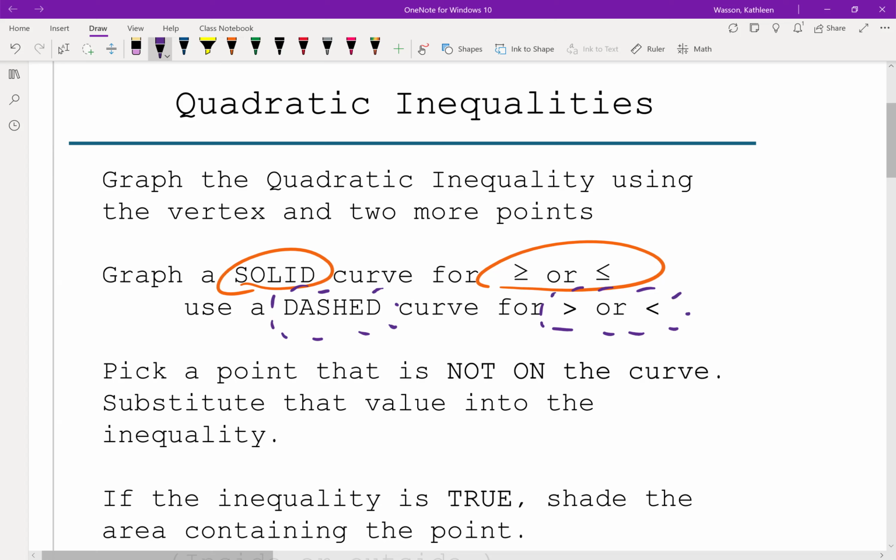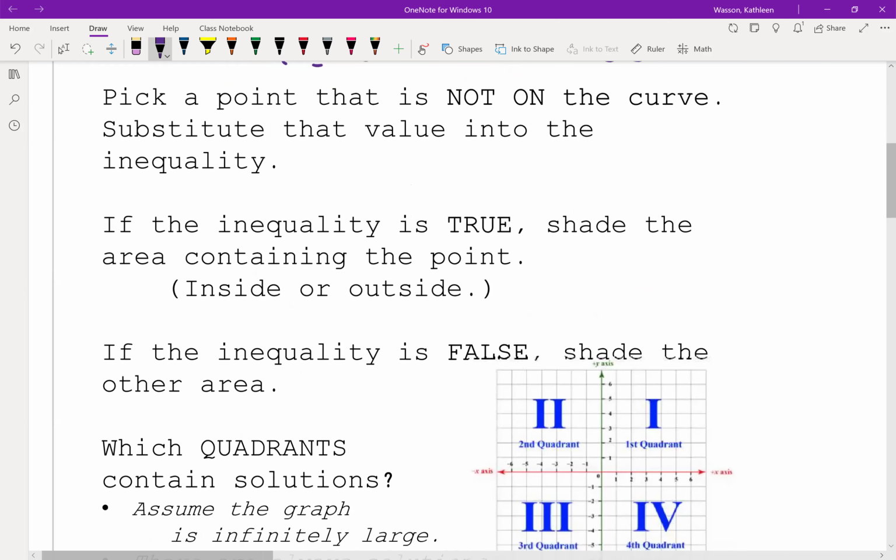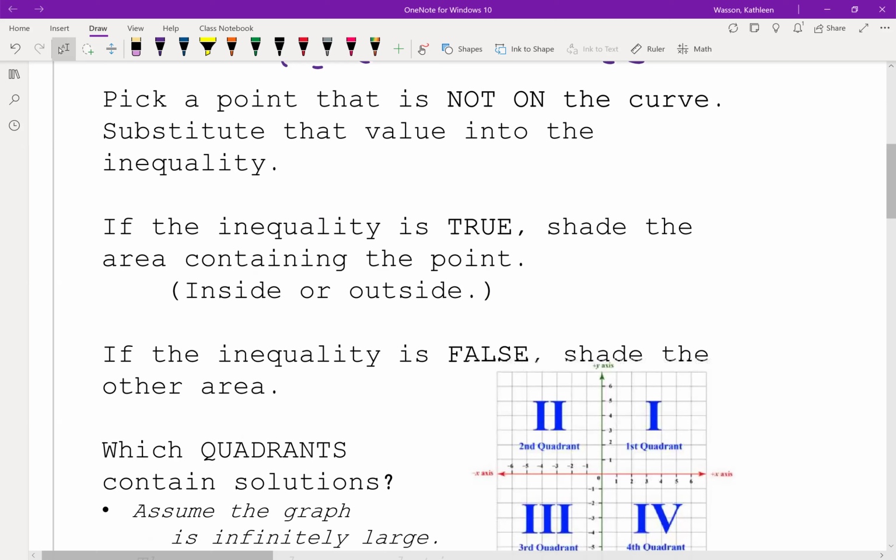We'll use test points for these, just like we did for linear inequalities. You can pick any point that isn't on the curve. You'll substitute into the inequality and make sure that it tests true. If the point is true, then you shade the area that contains the point. And if the point is false for the inequality, then you shade the other space. It'll either be inside the curve or outside the curve.